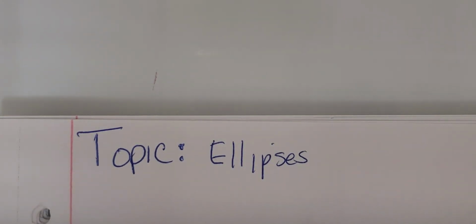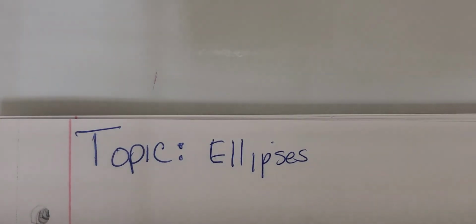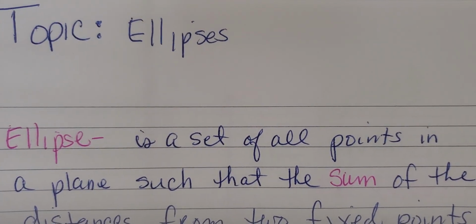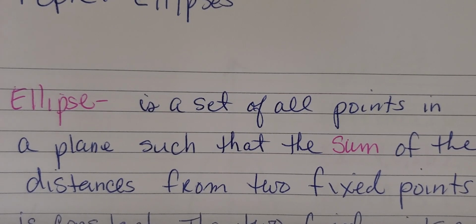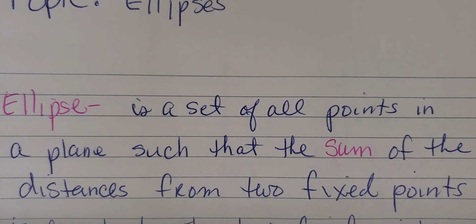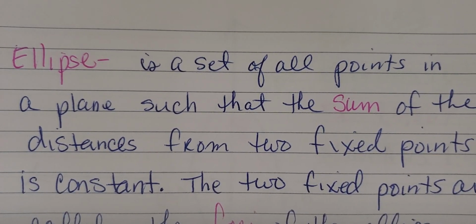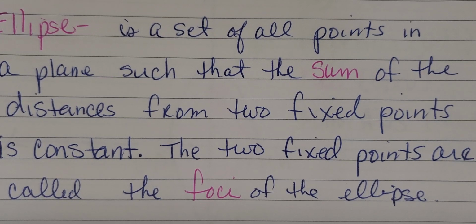Topics. We're going to talk about ellipses today. Now I'm going to give you the definition of an ellipse. The actual definition of an ellipse is a set of all points in a plane such that the sum of the distances from two fixed points is constant. The two fixed points are called the foci of the ellipse.